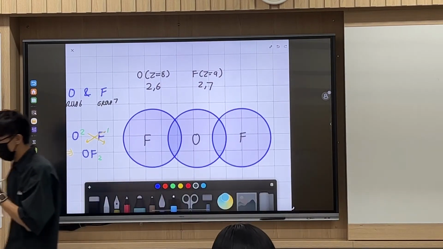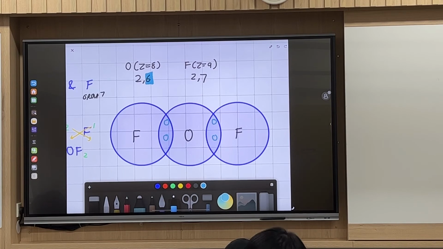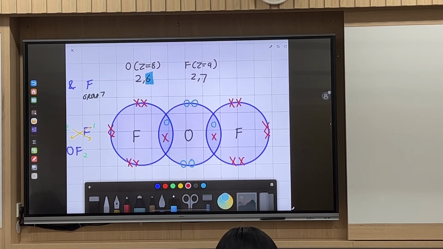Okay, we'll check the answer now. So you have O, there should be 6 dots, so 1, 2, 3, 4, and then you have 1, 2, 3, 4, 5, 6, and then we have 1, 2, 3, 4, 5, 6, 7. Is this what you get? Yes, okay, so this is OF2, that's it.